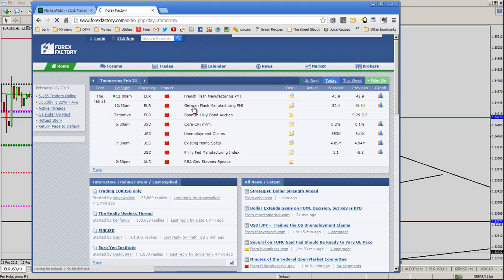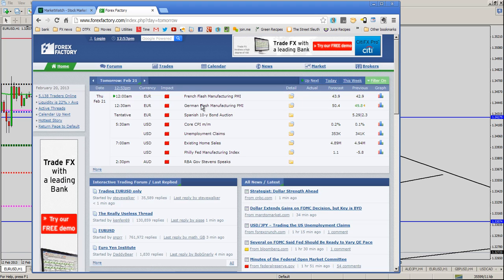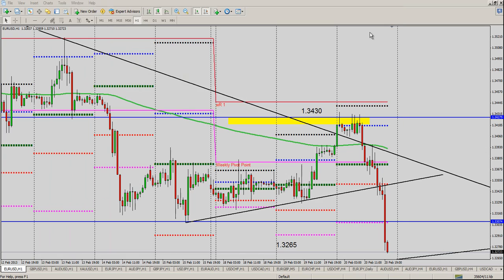Coming into tomorrow, we have quite a bit of announcements. You can see some French and German news, Spanish. We have U.S. core CPI, unemployment claims for the U.S., existing home sales, Philly Fed manufacturing index, and then some news out of Australia. So we've got a pretty heavy day so far.